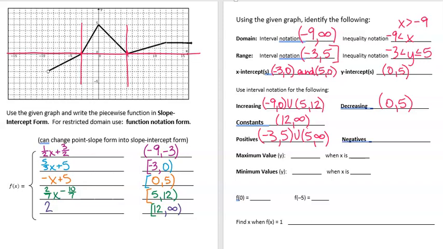Now the negative interval is everything below. So the only portion below the x-axis is this beginning portion here. It starts at -9 and it kind of goes above water, if you will, goes above the x-axis here. So from -9 to -3.